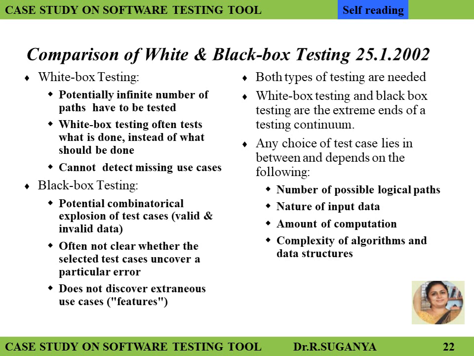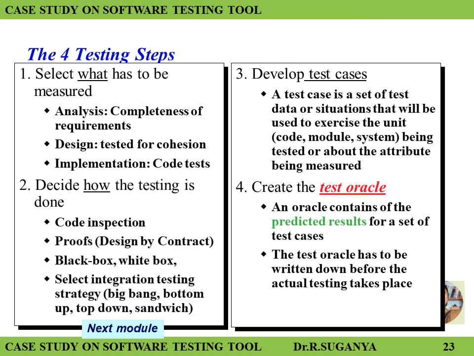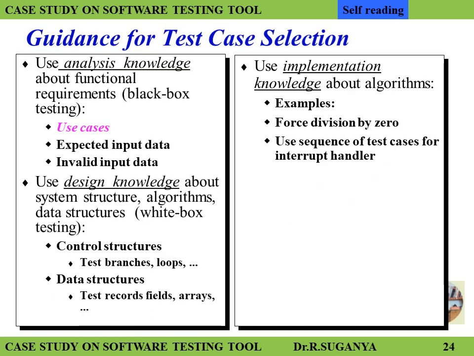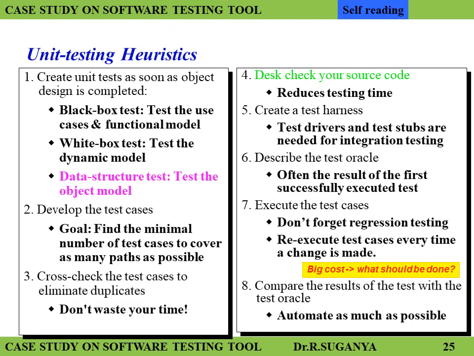Both types of testing are the extreme ends of a testing continuum, and the choice depends on the number of possible logical paths, the nature of input data, the amount of computation, and the complexity of algorithms. So we have what, how, and how to develop the test cases and create the test oracle. So, guidance for test case selection: use the analysis knowledge, use the design knowledge, and use the implementation knowledge.